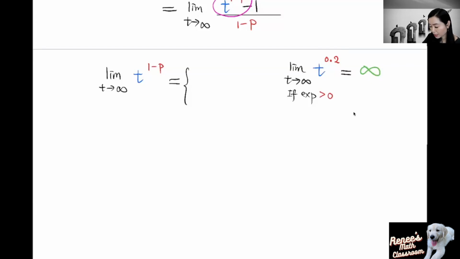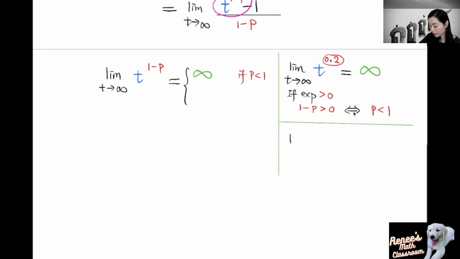So it depends on this exponent over here. It depends on this exponent 1 minus p. If 1 minus p is greater than 0, then when t goes to infinity, t to the 1 minus p exponent will go to infinity. 1 minus p greater than 0, that's equivalent to p less than 1, right? That means p is less than 1. So what happened over here, we can write it down. If p is less than 1, then this limit will be infinity.